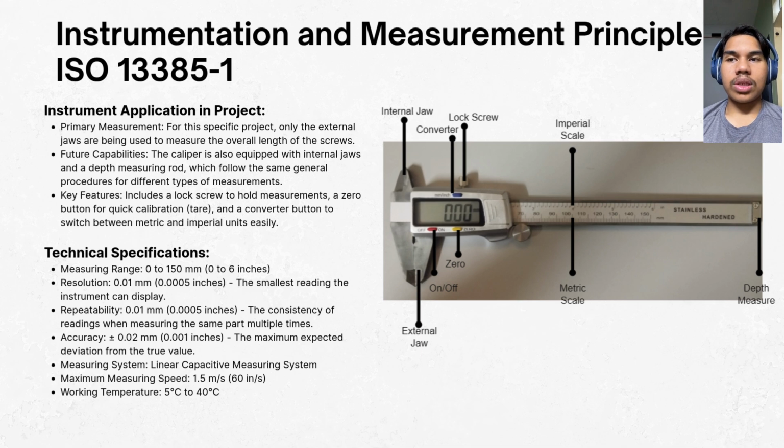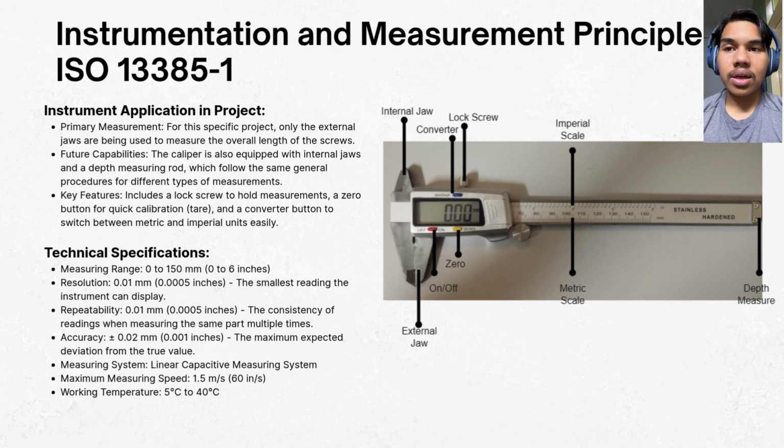The caliper is also equipped with internal jaws and a depth measuring rod. For future capability, the internal jaw can be used to measure the inner tube. Usually we use it to measure the inner tube because of the internal jaw. And the key feature, basically we have the lock screw. Pardon, we're going to move on to the key feature for this tool.